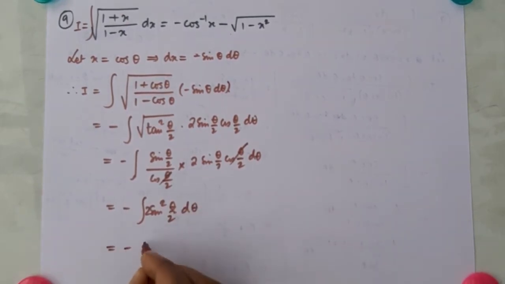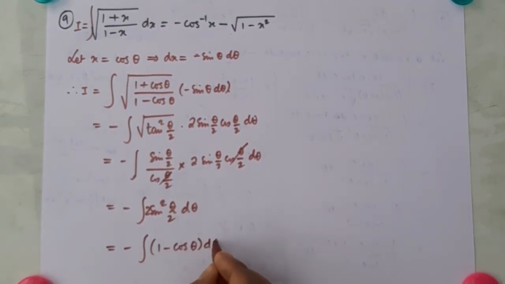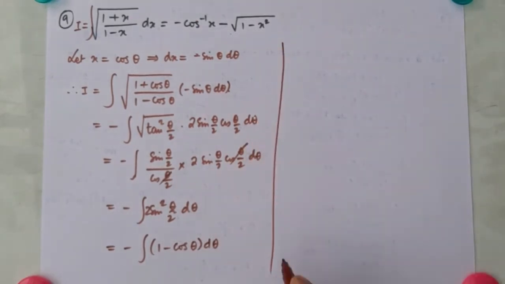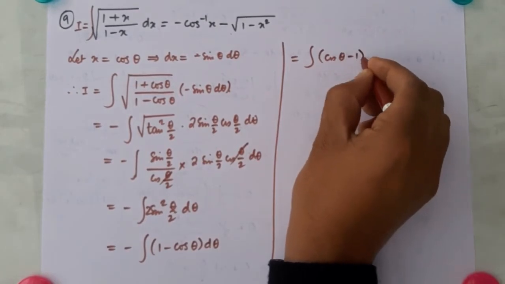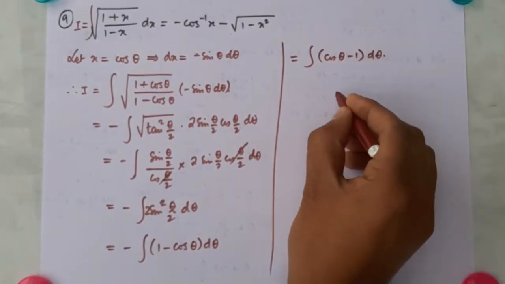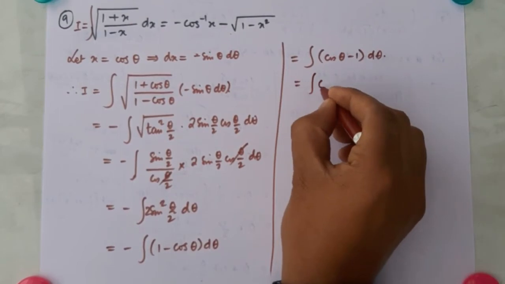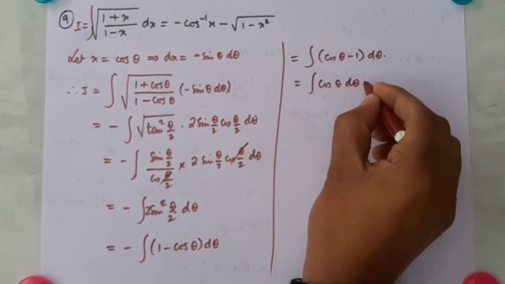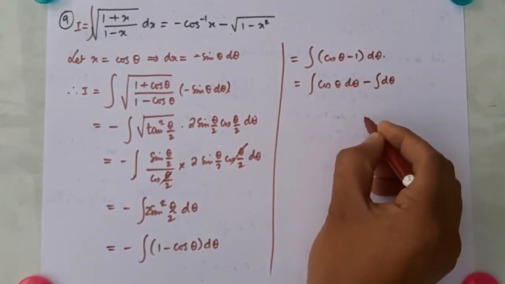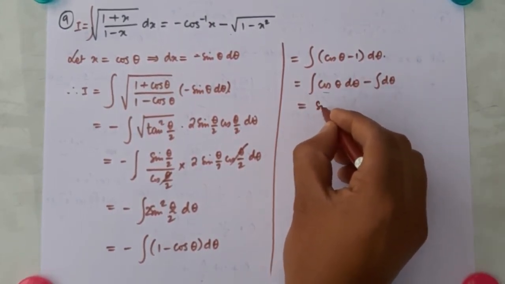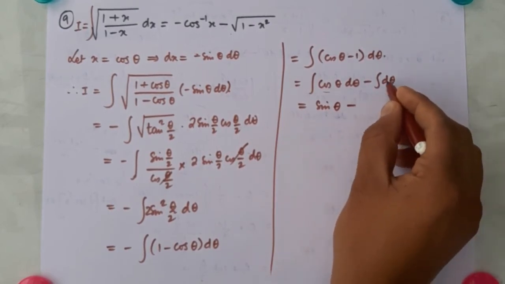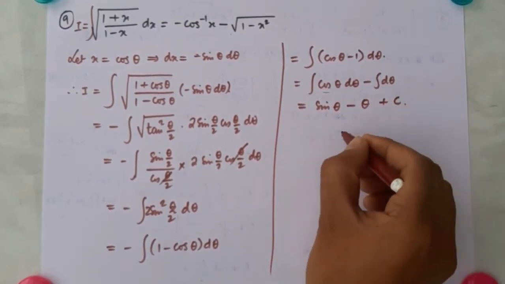And all of you know that this 2 sin square theta by 2 can be written as 1 minus cos theta d theta, right? So basically this integral changes to integral cos theta minus 1 d theta. Okay, so we have integral cos theta d theta minus d theta, isn't it? So what is integral cos theta d theta? It is sin theta, isn't it? Minus theta, with constant of integration.